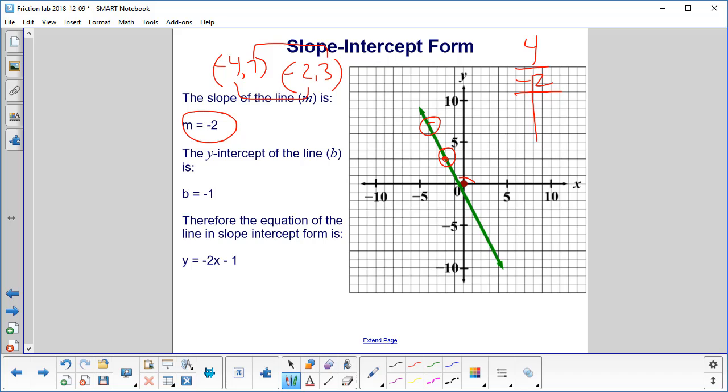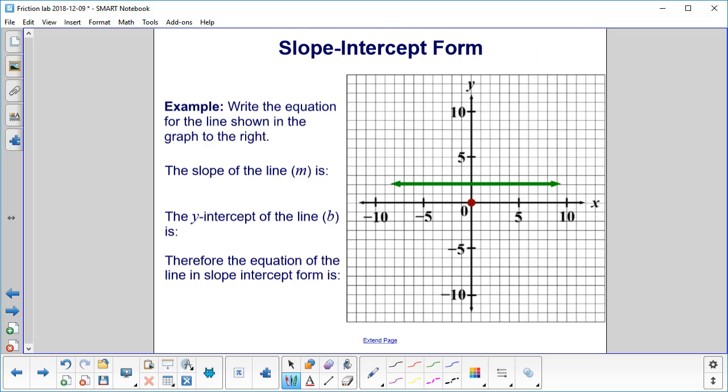We see that the graph intersects the y-axis at negative 1, and that of course is our b value. So the equation of the line in slope-intercept form is y equals mx plus b. Our m is negative 2, and our b is negative 1.